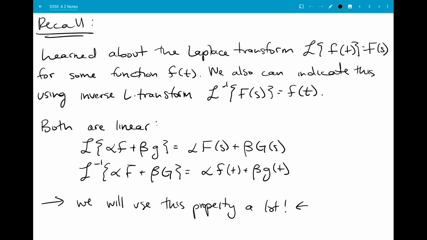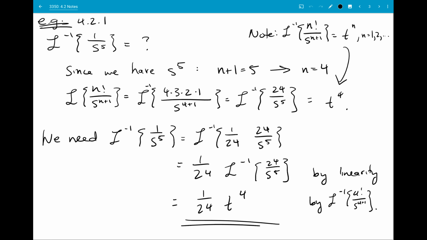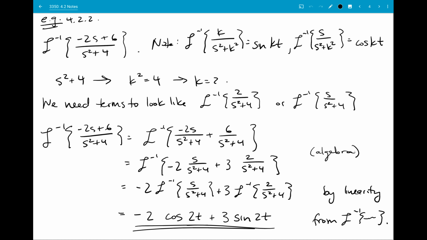So there was our recap of what we know about Laplace transforms in linearity, and I said we're going to use this property a whole lot. So we did a couple examples of the inverse Laplace transform using the linearity property to make sure that we all feel comfortable with, given a random thing that we have to take an inverse Laplace transform of, can we rearrange it so that we can use our Laplace transform table to find that inverse? And hopefully you feel better about that after looking at those examples.